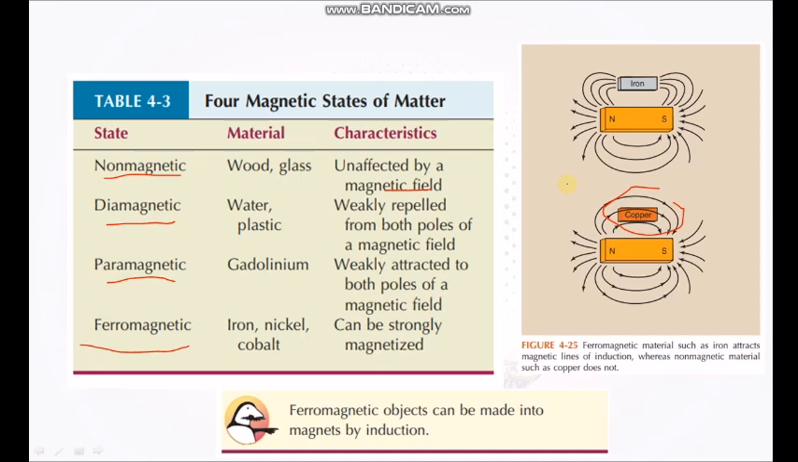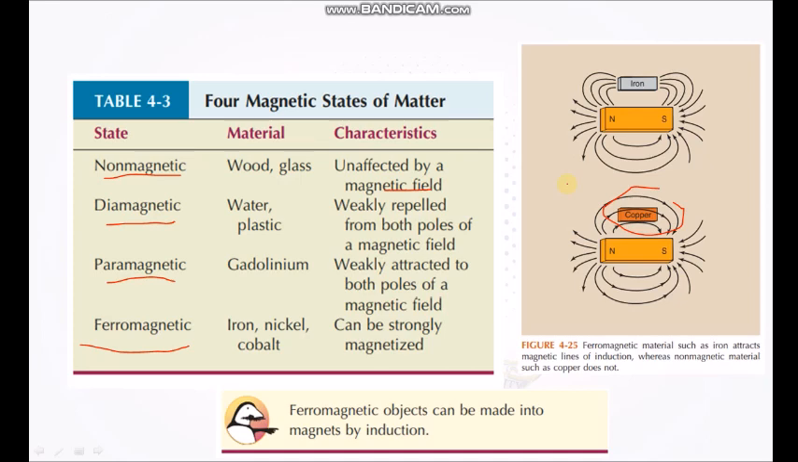And then, if you have a diamagnetic material, a diamagnetic material is weakly repelled from both poles of the magnetic field. It is not strongly repelled, it is only weakly repelled. It has a weak repulsion. It is not attracted. And then a paramagnetic material, for example, gadolinium, is weakly attracted to both poles of the magnetic field.